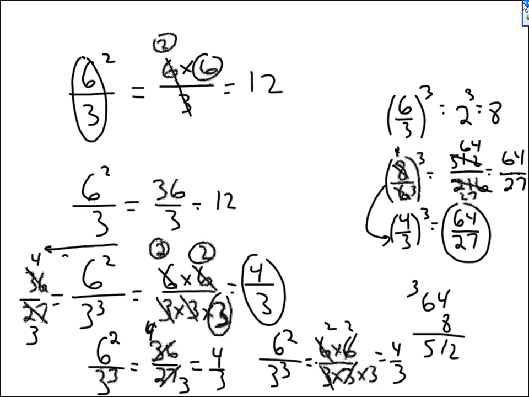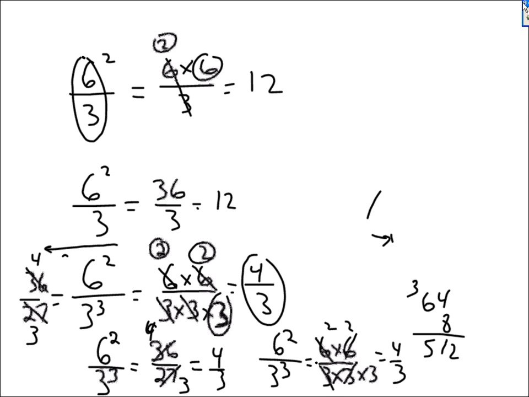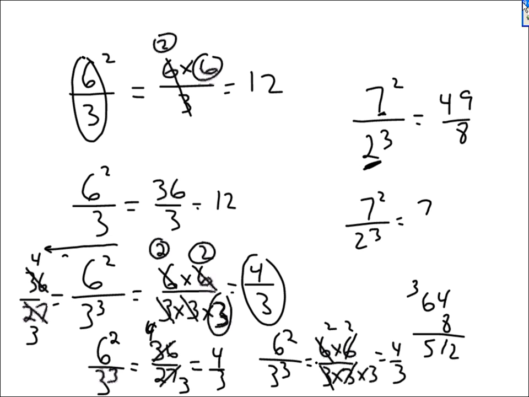Now, I did it that way because I knew that, other than 1, there were numbers that would go into 3 and 6, namely 3. But if that wasn't going to happen, if I had 7 squared over 2 cubed, the only number that goes into 2, other than 1, is 2. But 2 doesn't go into 7. Then I would just say that's 49 over 8. Because 7 squared is 7 times 7, and 2 cubed is this, and I can't reduce.